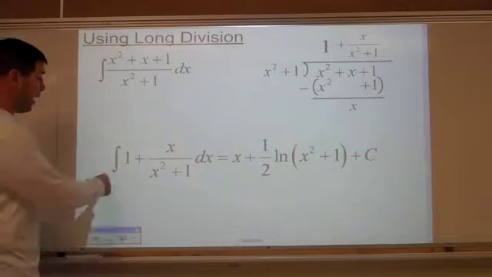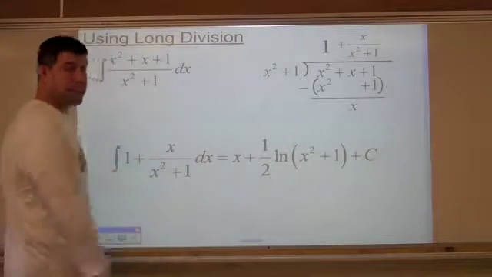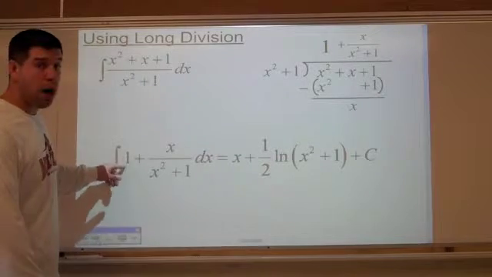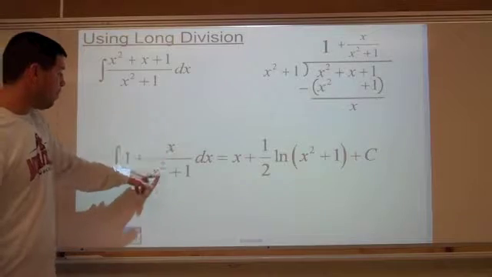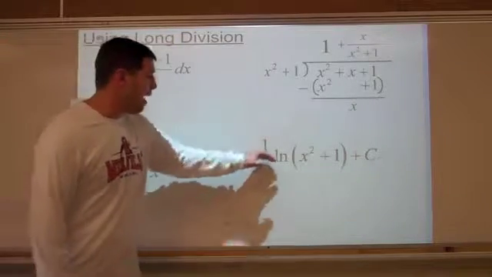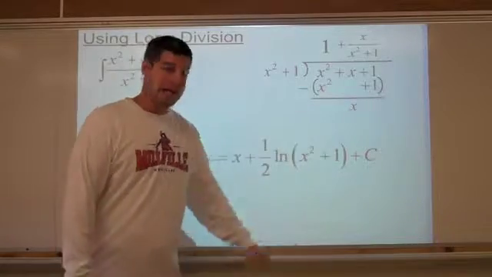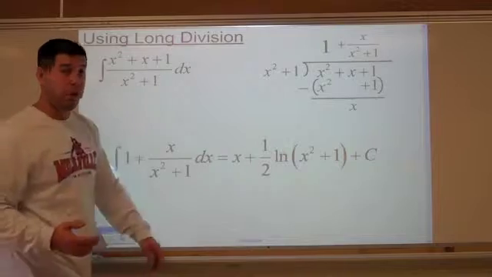So now you want to integrate 1 plus x over x squared plus 1 with respect to x. Well, integrate 1, you get x. Integrate x over x squared plus 1, you get 1/2 natural log of x squared plus 1. Again with the parentheses, plus c. We just integrated this in the last slide, so I'm not going to go through that whole process again.